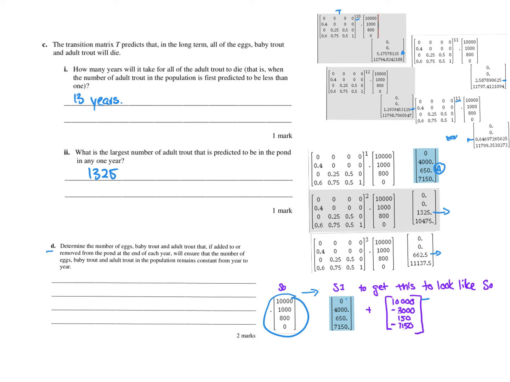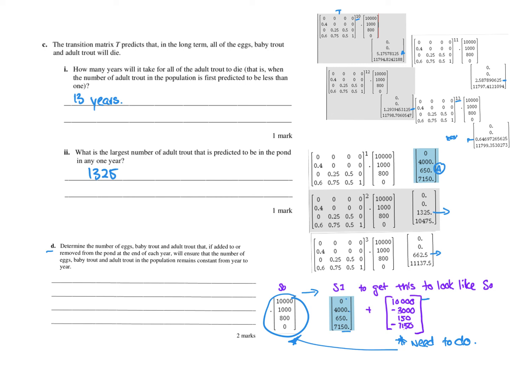Now, we've got 4,000 babies, but we want to go back to 1,000. So I'm going to minus 3,000. And adults, we're at 650, we need 800. So we'll add 150 adults. And we had the deaths, so we want to get that back to 0. So that's what we need to do to go back to the initial state, which is what they're asking us. So we just have to write out what we need to do.